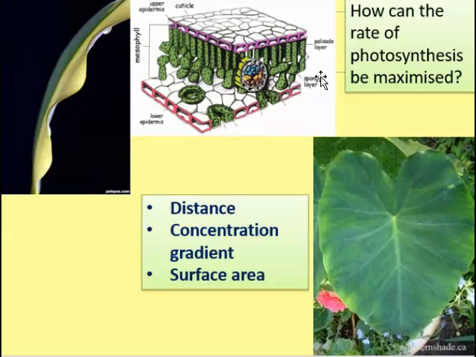Right, so in summary, looking at plants in this instance, the rate of photosynthesis can be maximised if the distance is as short as possible, if the concentration gradient is as big as possible, and if the surface area is as large as possible.